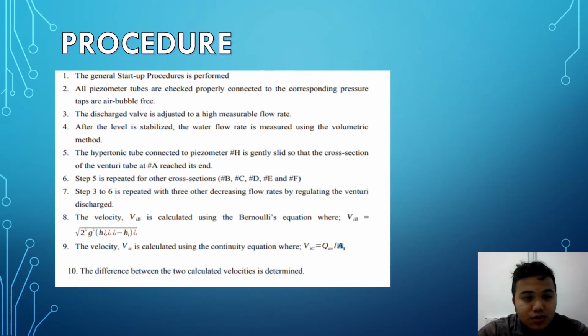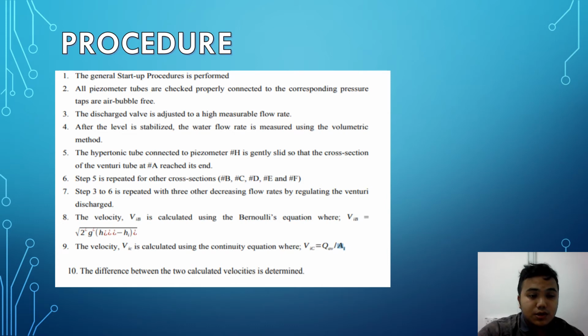So the next one is procedure. The first step is the general startup procedures are performed, and the second is all piezometer tubes are checked to be properly connected to the corresponding pressure tapings and air bubble free, so that we can ensure that the results are more accurate. The third is the discharge valve is adjusted to a high measurable flow rate. And the next one is after the level is stabilized, the water flow rate is measured using the volumetric method.